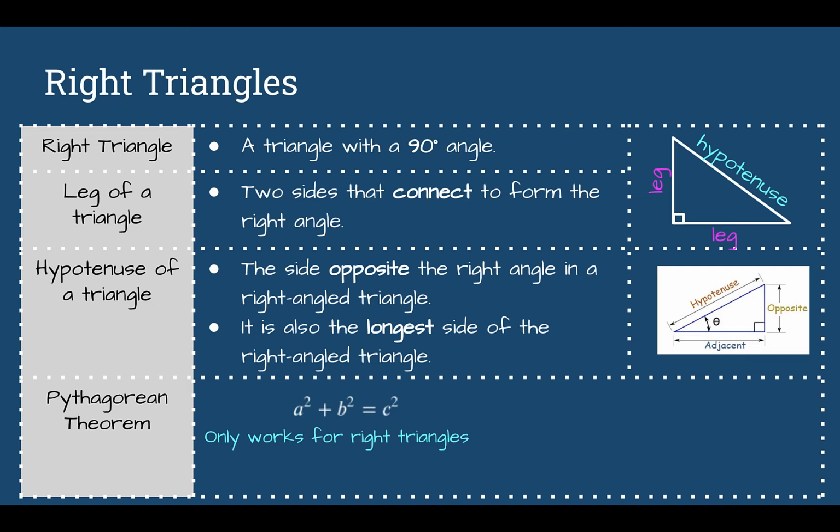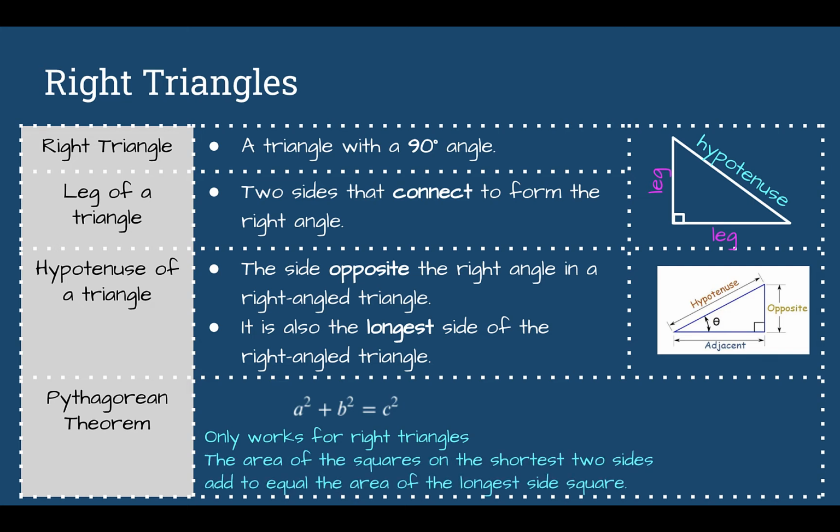This only works for right triangles, so if your triangle is not a right triangle, it's not going to work, so don't use it. But what it says is the area of the square on the shortest two sides add to equal the area of the longest side's square.